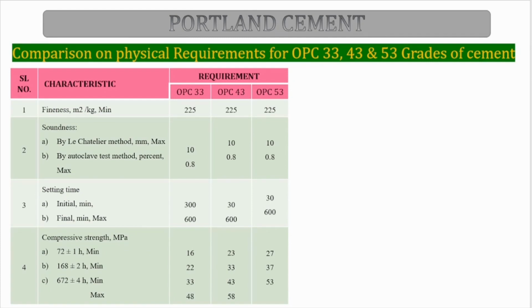Here we can see a comparison of all the physical requirements of OPC 33, 43 and 53 grades of cement as listed in their respective IS codes. Like, the first characteristic of cement is the fineness of cement. The fineness of cement generally tells us about the size of the particles of cement.